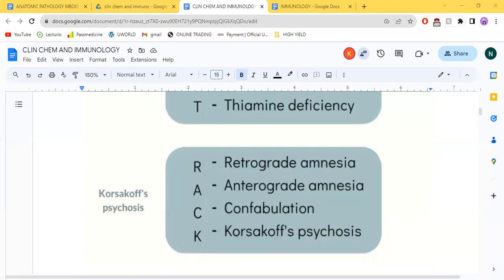Okay. We've seen that for Korsakoff psychosis, they have retrograde amnesia, anterograde amnesia, and confabulation. I think we can go to the next question.